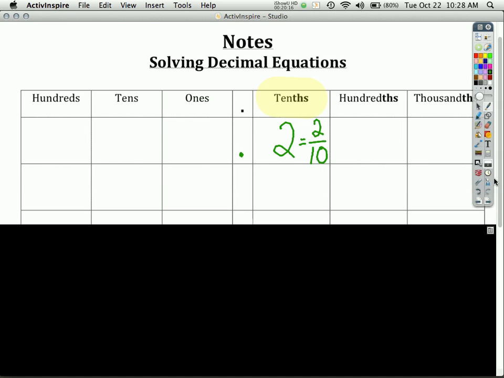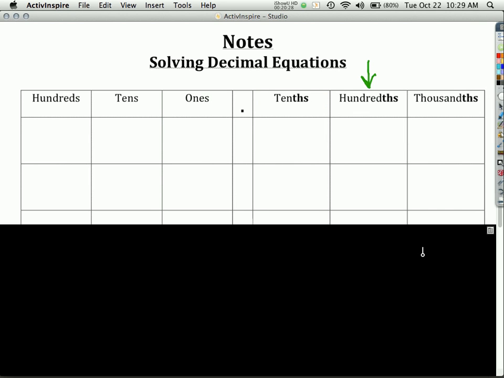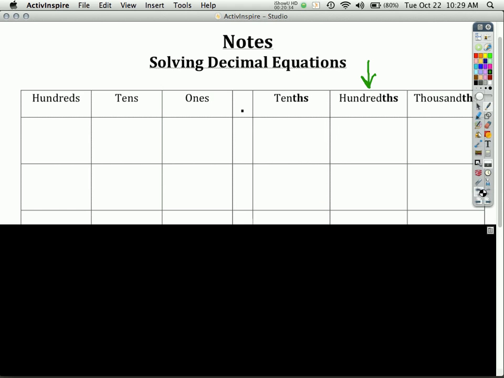Okay? So you have to know these words off the top of your head. If I tell you to round to the hundredths place, you have to know that we're talking about this column right here. If I tell you you need to round to the tenths place, you have to know that it's this column here. You have to know the words instantly off the top of your head.